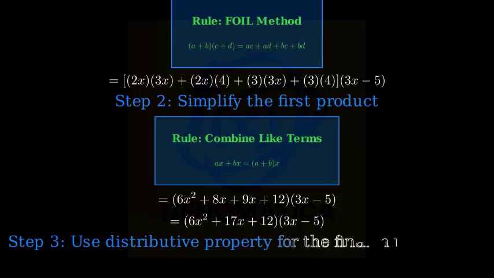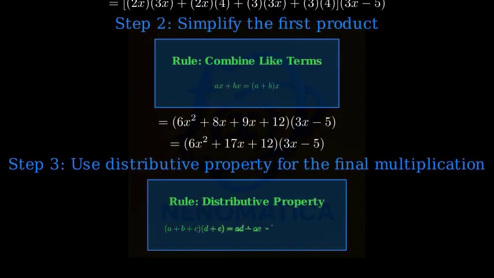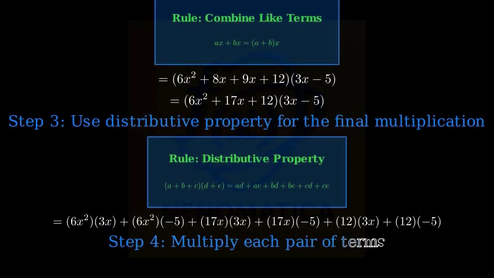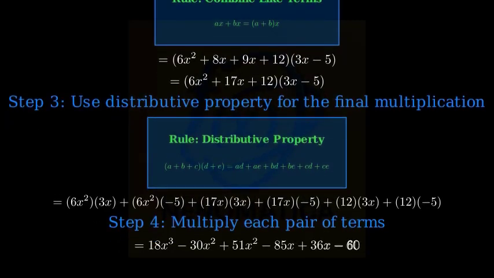For our next step, we need to multiply 6x squared plus 17x plus 12 by 3x minus 5. We'll use the distributive property to multiply each term in the first expression by each term in the second expression. Let's multiply each pair of terms. 6x squared times 3x gives us 18x cubed. 6x squared times negative 5 gives us negative 30x squared.